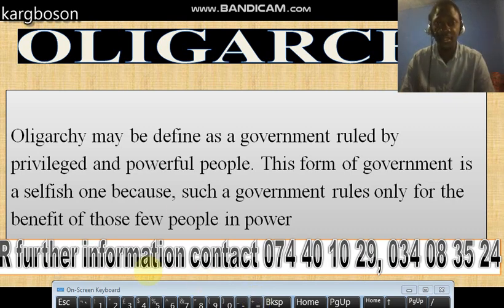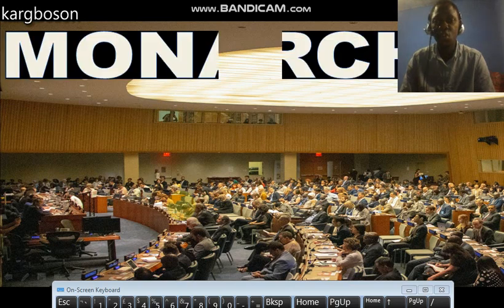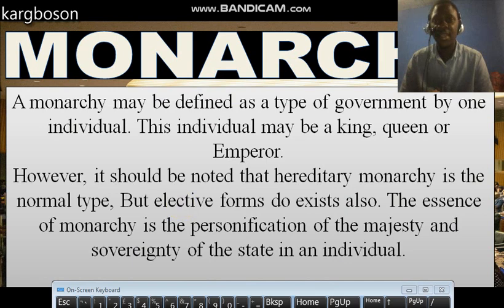So let's also try to examine another form of government called monarchy. A monarchy may be defined as a type of government by one individual. This individual may be a king or queen or emperor. However, it should be noted that hereditary monarchy is a normal type, but elective forms do exist also. The essence of monarchy is a personification of the majesty and sovereignty of the state in an individual.